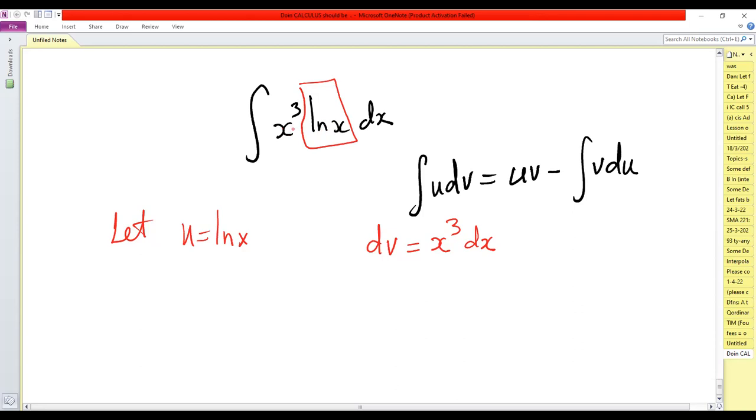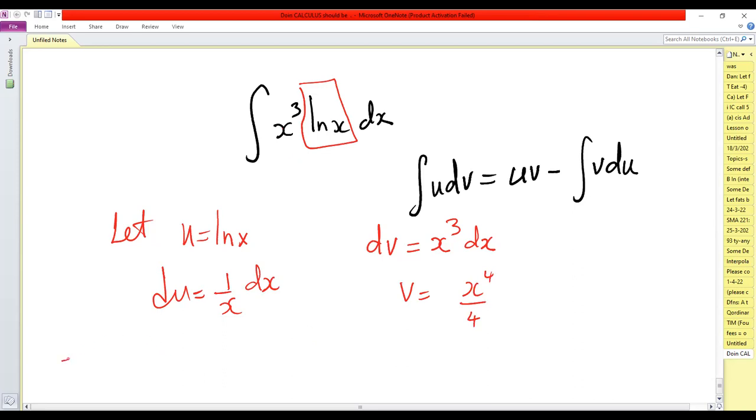That does not mean that we can't get the integral of ln of x, but I'm just saying that in terms of the amount of energy you have to spend to integrate, ln of x versus x power 3, x power 3 is much easier. So du will be given by 1 over x dx, and then v will be given by x power 4 over 4.